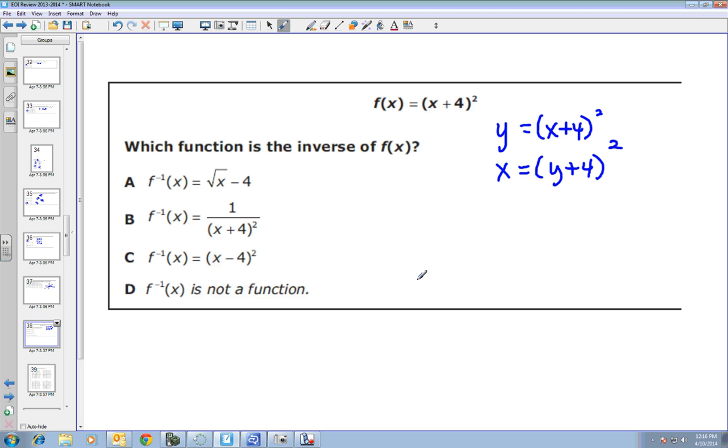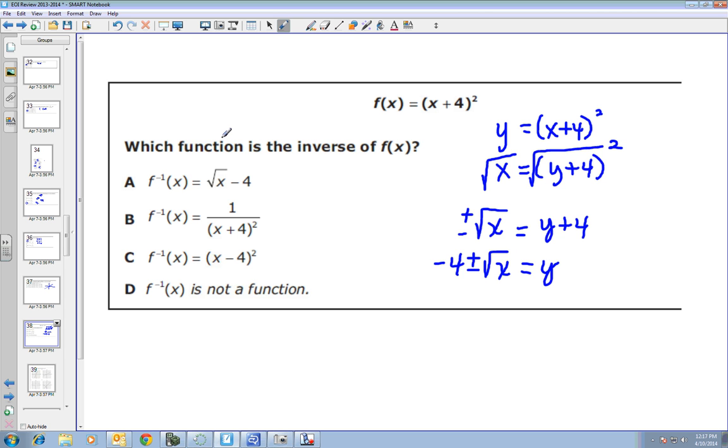Take the square root of both sides. So I'm going to take the square root. Now, over here it's important. When I take the square root of x, since it's a variable, I have to have plus or minus the square root of x equals y plus 4, and then subtract 4. So really I have negative 4 plus or minus the square root of x equals y.